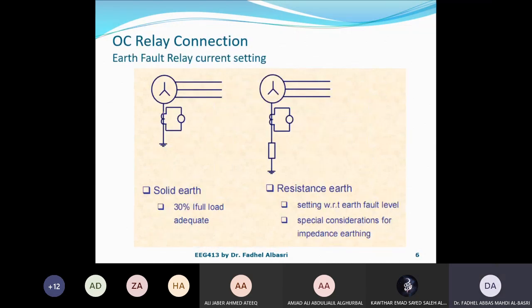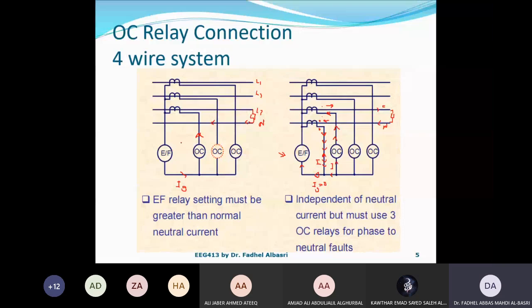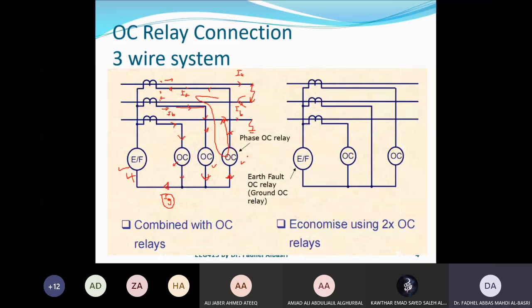But I have to use a fourth CT on the neutral. For the ground to detect this, the settings of the phase overcurrent relays have to be greater than I full load. While the settings of the ground relay have to be greater than the normal ground imbalance current that will flow in the ground. Okay, so it's not full load, it's much less than full load.